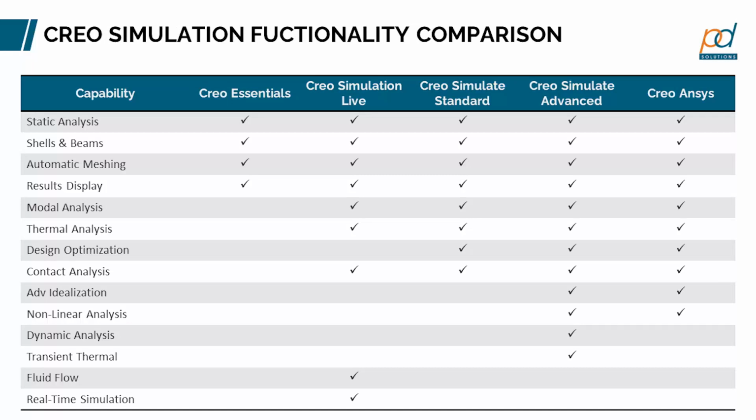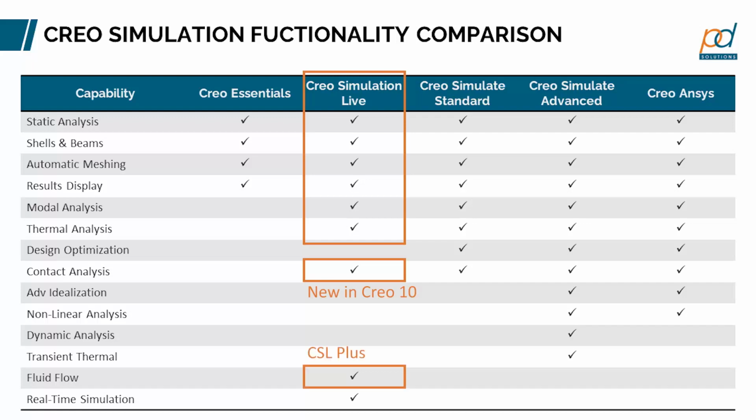So what you can see here is a table comparing what you get in the Creo Essentials package. This is what you get with every copy of Creo. This is what you get with Creo Simulation Live. In fact, they've now just added contact analysis in the latest version, version 10. And there is also a Creo Simulation Live Plus, which gives you the fluid flow analysis capability. Just bear in mind that this is the plus option.